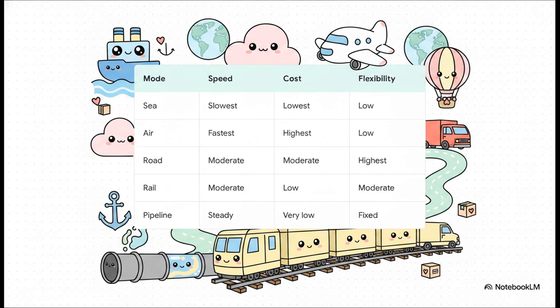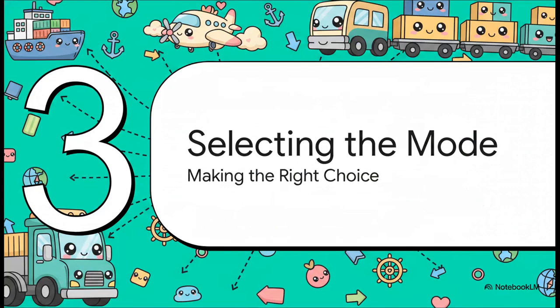For instance, road transport gives you that ultimate door-to-door flexibility. Rail is brilliantly efficient for heavy land freight. And pipelines? Well, they give you a steady flow for liquids at incredibly low operating costs. This leads us naturally into Section 3, selecting the right mode.